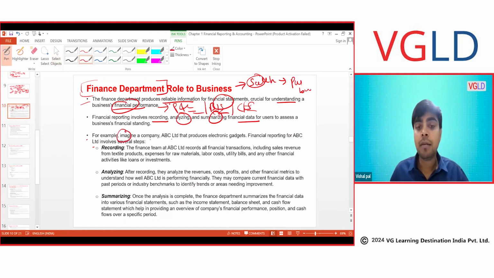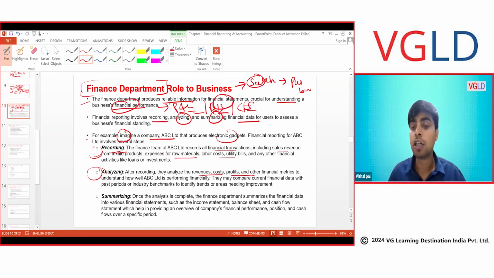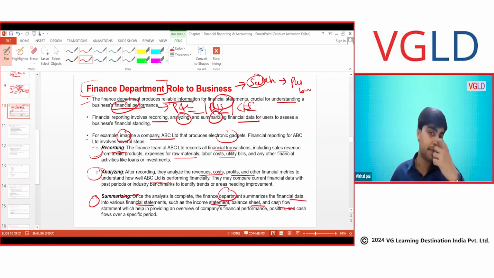Let's imagine a company, ABC Limited, that produces electronic gadgets. What would the finance department do? The finance department would record the transactions, financial transactions including sales revenue, raw material, labor cost. Then it will analyze revenue, cost, profits, and how well ABC Limited is performing, and then summarize it. The finance department summarizes the financial data: financial statements, income statement, balance sheet, cash flow, etc. So this is the finance department's role to the business, providing the information.